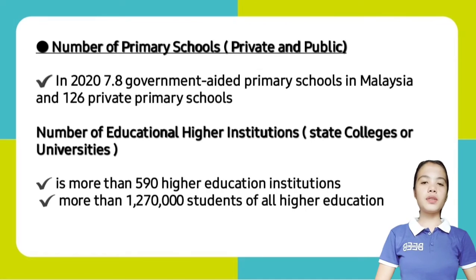The number of primary schools, including private and public, in Malaysia. In 2020, there were 7.8 thousand government-aided primary schools in Malaysia and 126 private primary schools. The number of higher educational institutions, including state colleges or universities, in Malaysia is more than 590 higher education institutions and more than 1,270,000 students of all higher education.